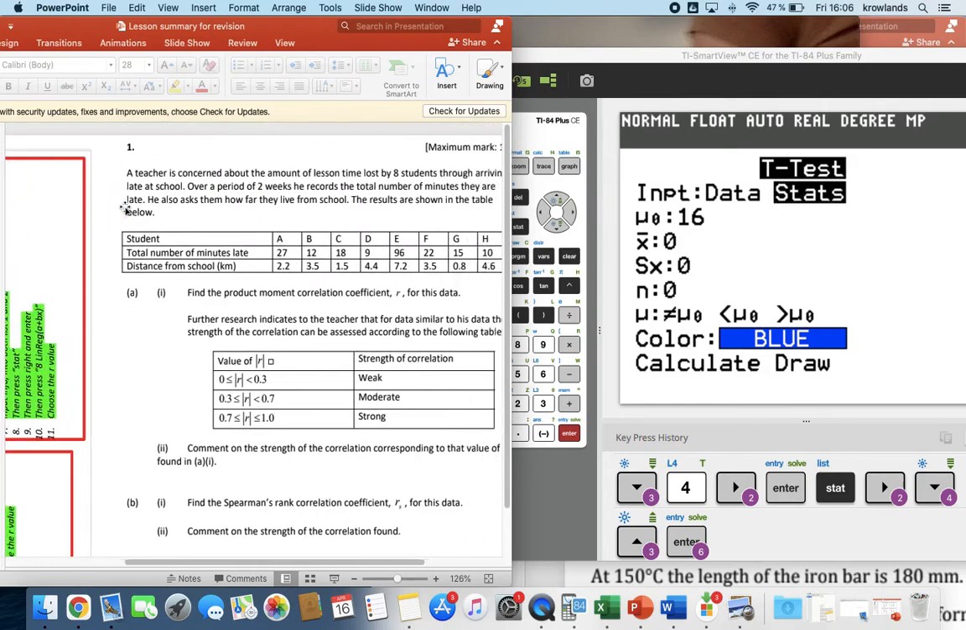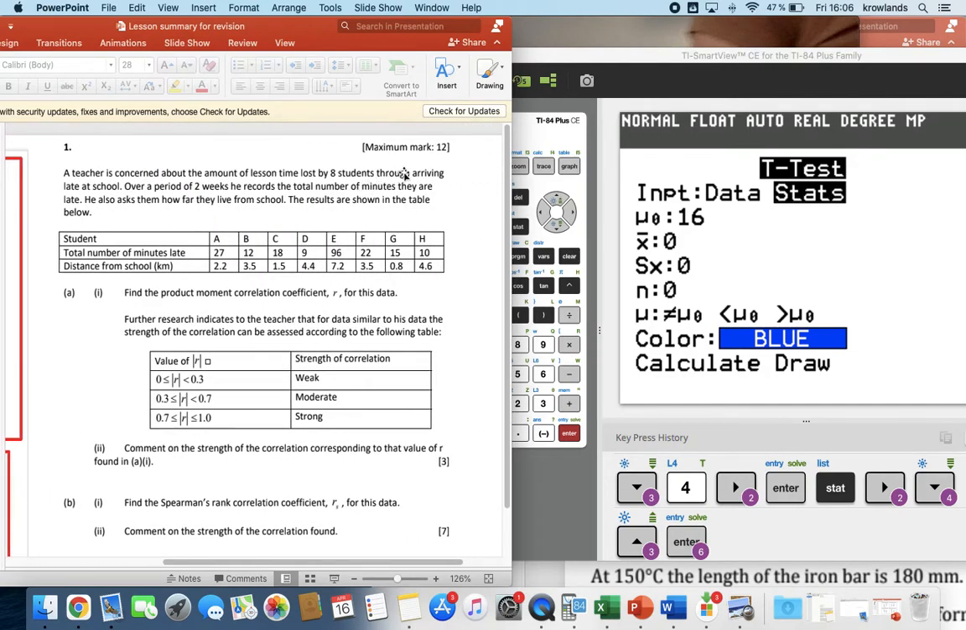and about the amount of lesson time lost by 8 students through arriving late over a period of 2 weeks. He records the total number of minutes they are late. We've got to find Pearson's, the product moment correlation coefficient.